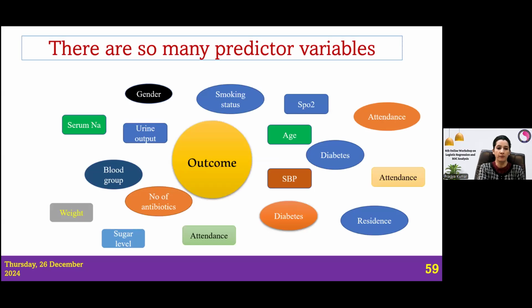But there is a problem, which I think Dr. Arun asked about: how to select out of many predictor variables, because there are many variables in your data set. So basically that depends on two criteria. First is the sample size, because to have a valid prediction equation, you should have enough sample size. The second is, if you have enough sample size, like in this case, you can see I have so many predictor variables: gender, serum sodium, urine output. Maybe let's say if my prediction is mortality, age, SpO2, attendance, diabetes, and all.